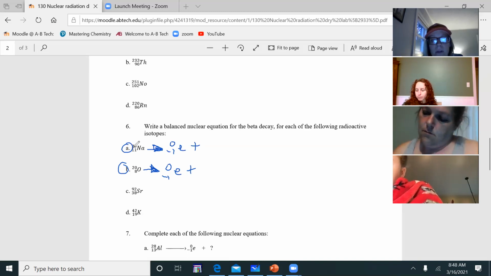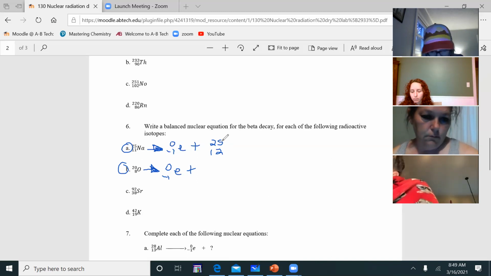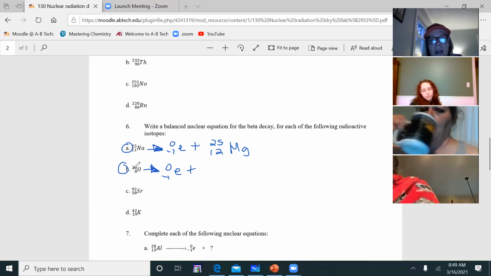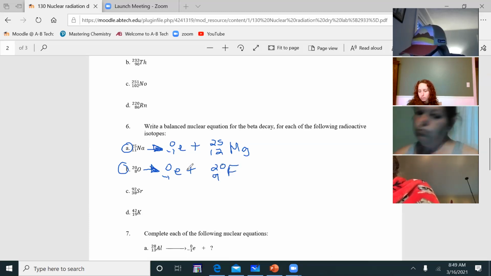So what is our mystery nucleus that we've produced? Well, the number on the top will stay the same because this is a 0. The number on the bottom needs to increase by 1 because here is a -1. So instead of 11, it needs to be 12. What's 12? Magnesium. So magnesium 25. Next one, we had oxygen 20. The 20 is going to stay the same. 8 needs to go to 9. So instead of oxygen, it is now fluorine. Fluorine 20.